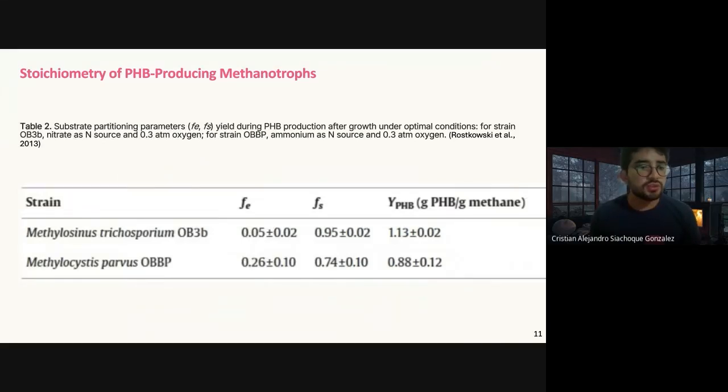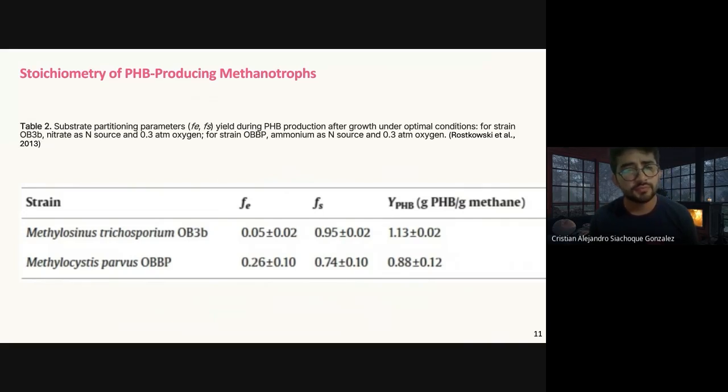The results. In this study, we can see the strain OB3B has values of phi E and phi S that are much bigger than OBBP.